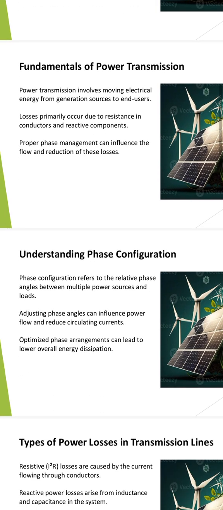Understanding phase configuration. Phase configuration refers to the relative phase angles between multiple power sources and loads. Adjusting phase angles can influence power flow and reduce circulating currents. Optimized phase arrangements can lead to lower overall energy dissipation.